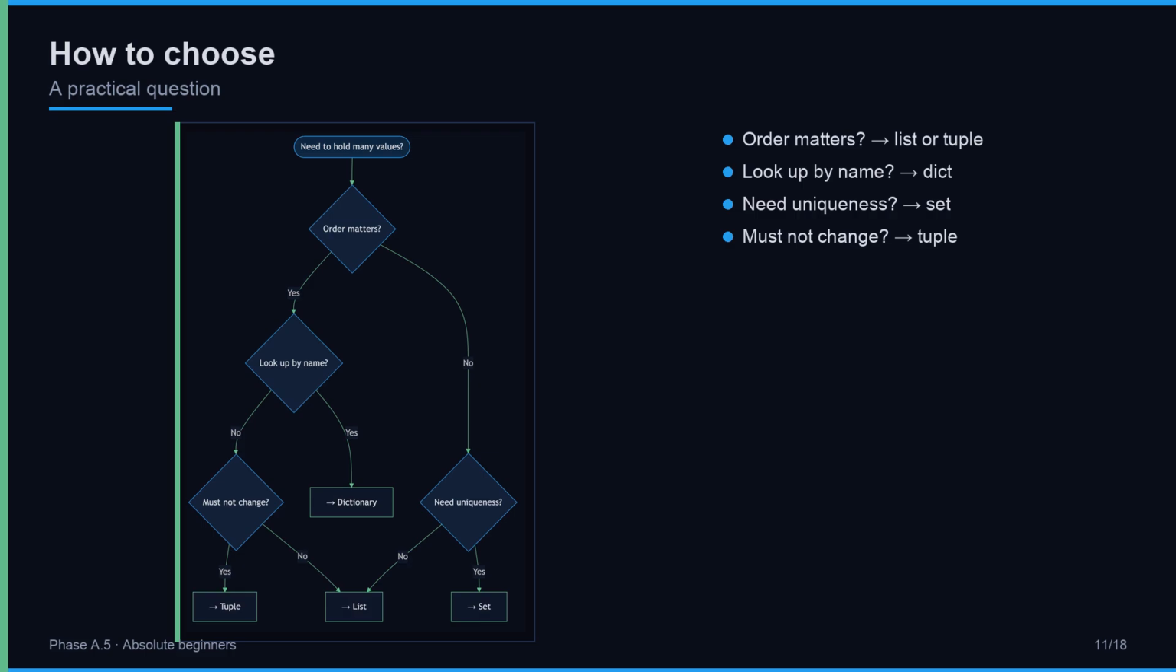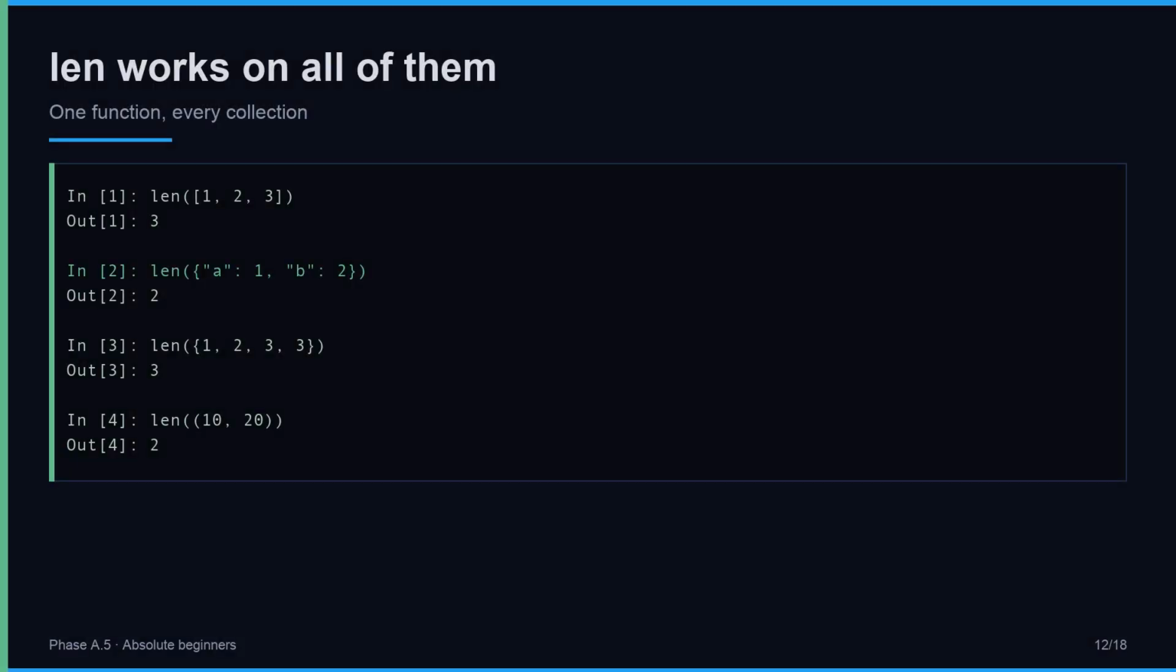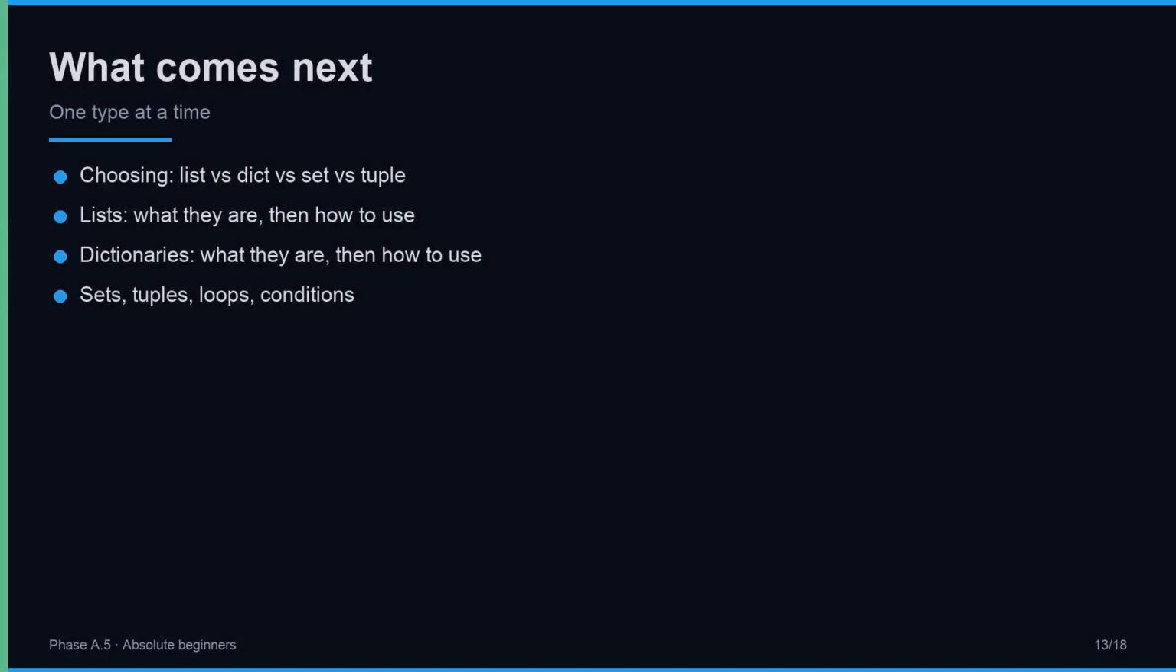Practical questions guide you. One thing that works on every collection type, len. Len of a list gives the number of items. Len of a dictionary gives the number of key value pairs. Len of a set gives the number of unique items. Len of a tuple gives its length. Len is a universal tool, no matter which collection you have. Len tells you how many things are inside. Universal counting.